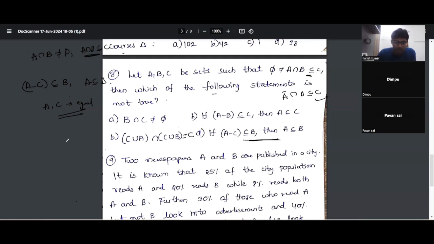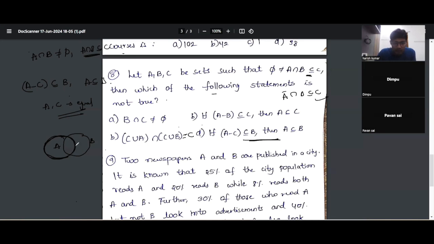No, sir. We cannot say this is true. A minus C will become a null set, right? So first of all, let's draw the diagram. Let's say this is set A and this is set B. Set C is also this one only, because I have considered it as equal sets, right?